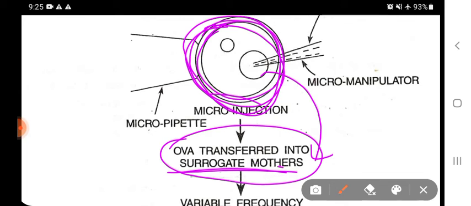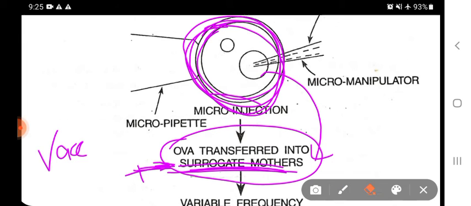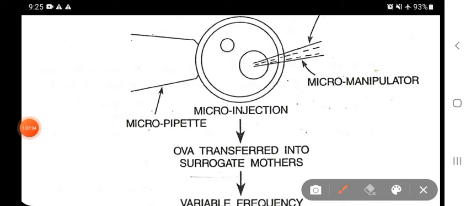And how are the surrogate mothers prepared? The surrogate mothers are prepared to become pregnant by mating them with a vasectomized male. I think I have spelled it wrongly. Wait for a minute. The surrogate mothers are being prepared by mating with a vasectomized male.